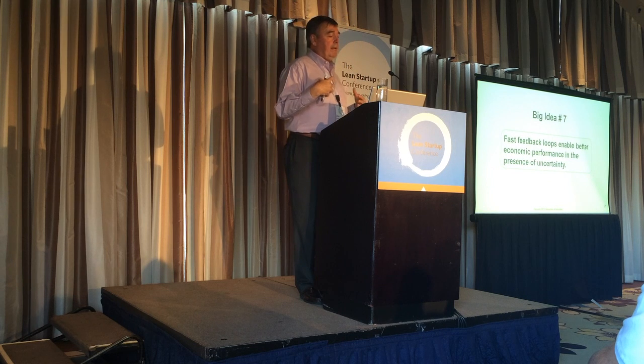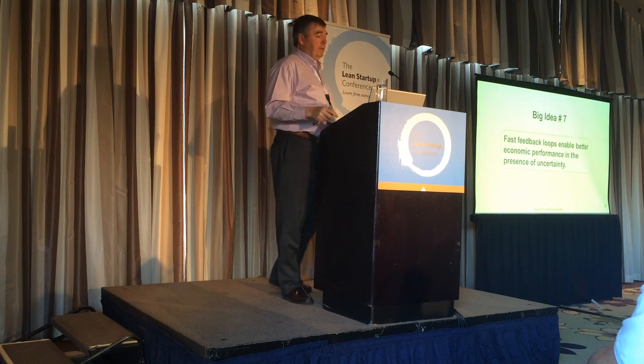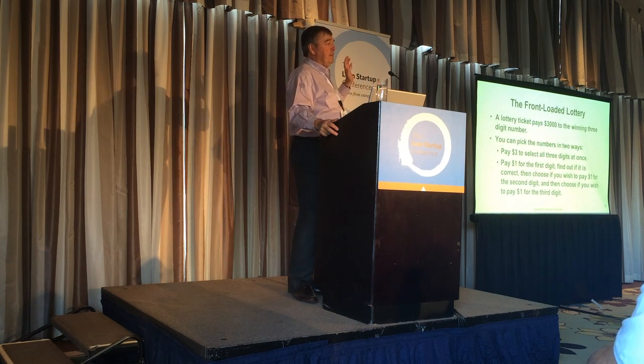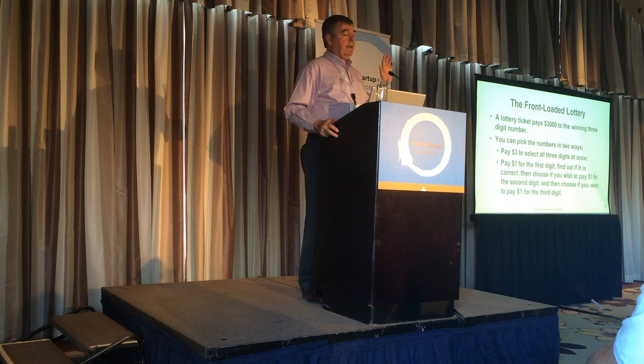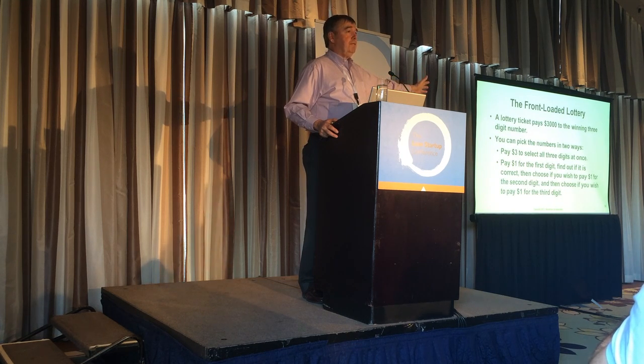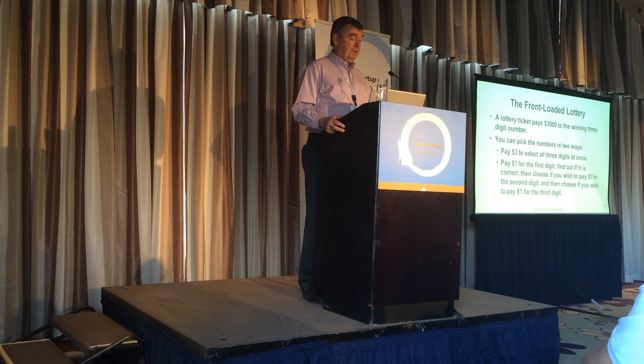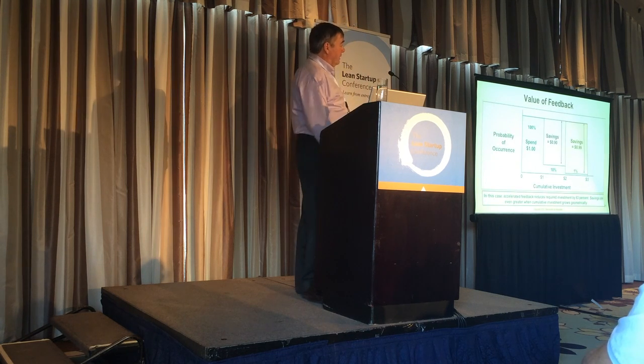Last point I want to make is that fast feedback loops enable economic performance in the presence of uncertainty. A little toy problem: I have a lottery ticket worth $3,000. You have to pick a 3-digit number. You can pay $3 to select 3 digits at once. You'd be able to figure out that a 1 in 1,000 chance of making $3,000 is worth $3. What if I still charge you $3 for 3 digits, but you buy the first digit for $1, I give you feedback, and then you buy the second digit, and then you can decide whether you want to buy the third digit with feedback? The economics look like this.